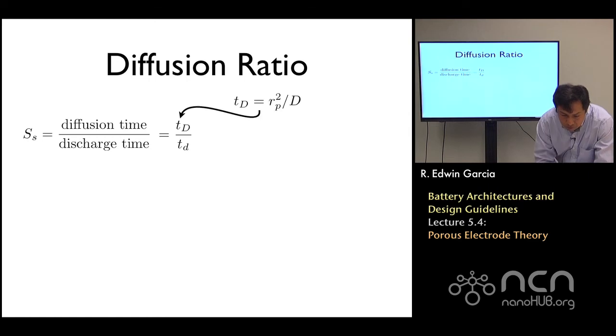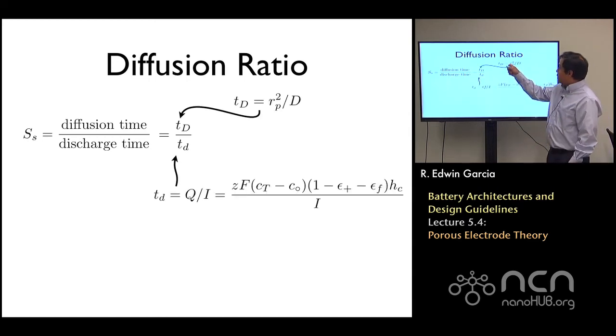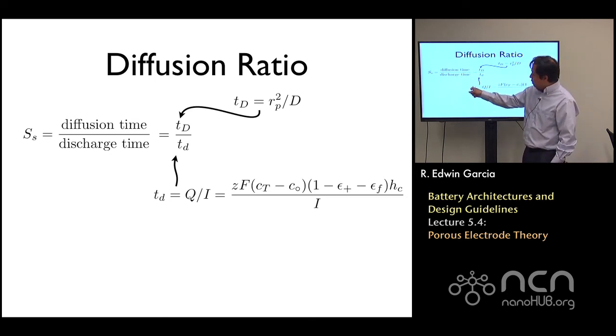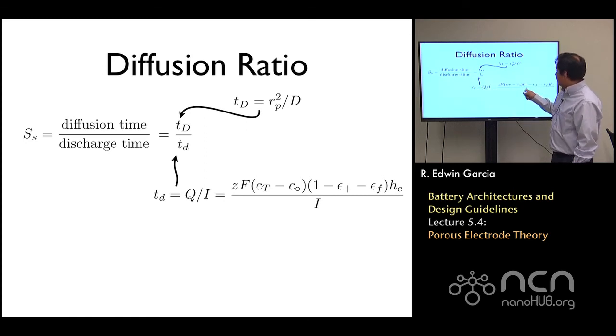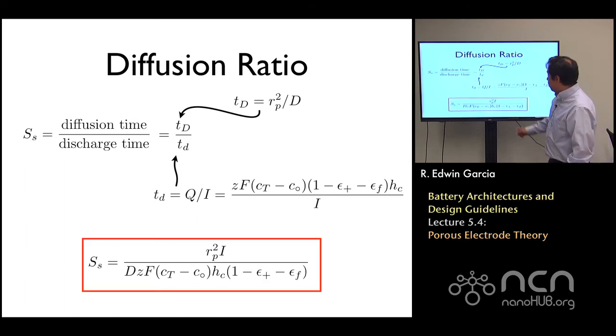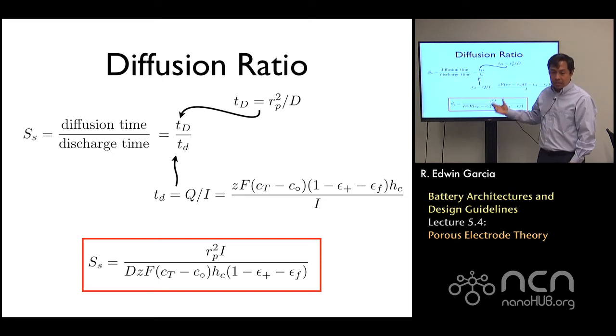And we can readily define this by taking the particle size squared divided by the diffusivity, or comparing the discharge time to the total charge of the system divided by the current. So if you do that, what you will get is a very nice number that gives you an order of magnitude as to when diffusion could be limiting the transport on the system.